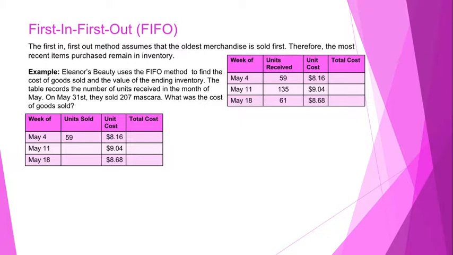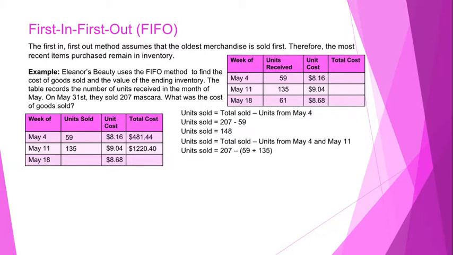So now we need to figure out for the last week, the week of May 18th, how many more can we sell since we just sold 135. We have a total of 207 that we sold, and we're going to subtract how many we've sold so far. So we've sold 59 the first week and 135 the second week. When we subtract that, we get that there are only 13 units left that we can sell. If we look, there were 61 that we received on May 18th, but we can only sell 13 of them. So the units sold on May 18th is 13.